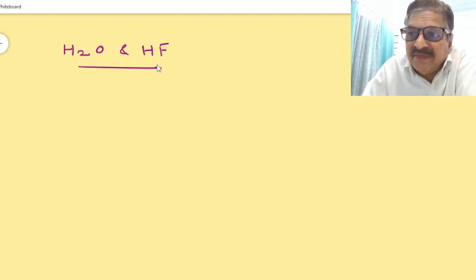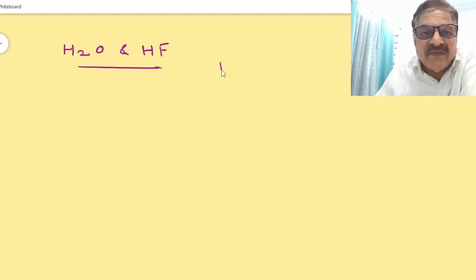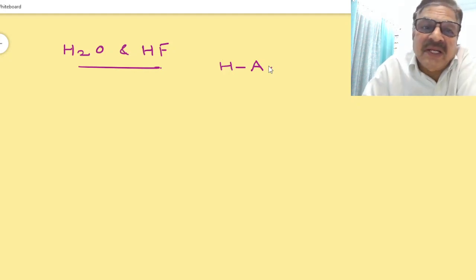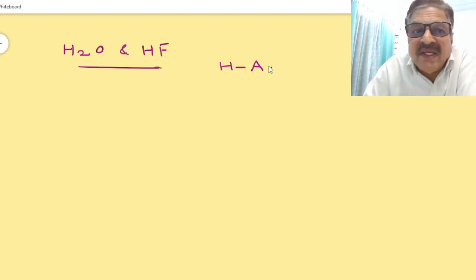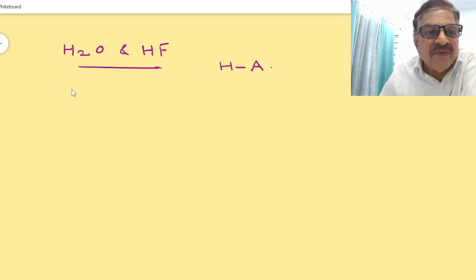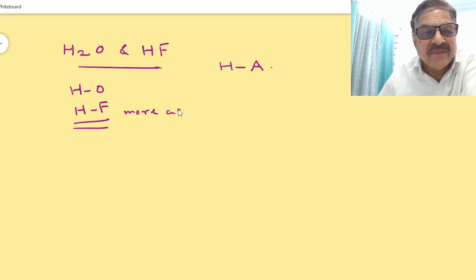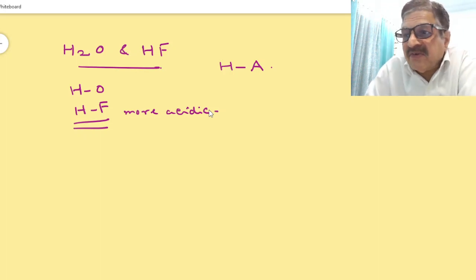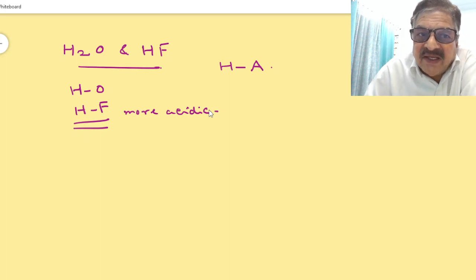Now, for the acidity of HA, what is the periodic trend here? The acidity of HA increases across a row of the periodic table. Correct? And here the HF bond is more acidic than the HO bond, because HF is a stronger acid than water. Because of the periodic trend only.